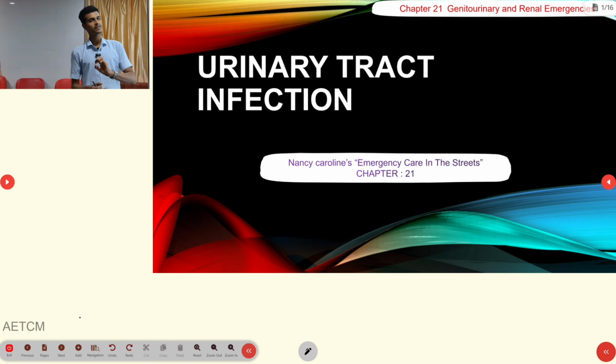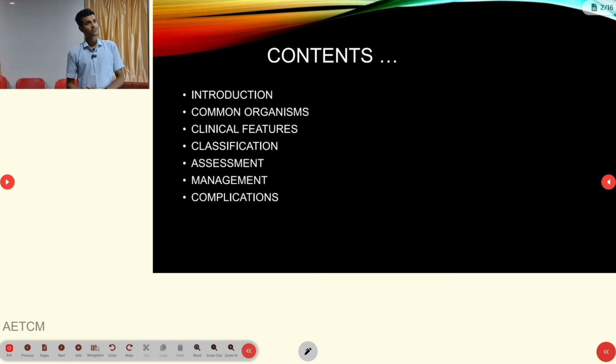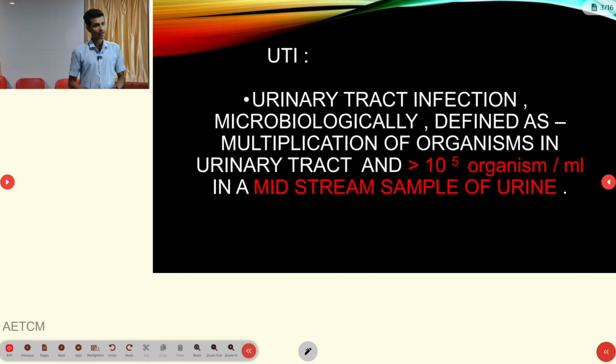So in this first part, we are focusing on urinary tract infection. Our content is: introduction, the common organisms, clinical features, and how we classify urinary tract infection. Then what our assessment points are, mainly in the pre-hospital setting, the management, how we have to tackle it both pre-hospital and in hospital, and finally the complications.